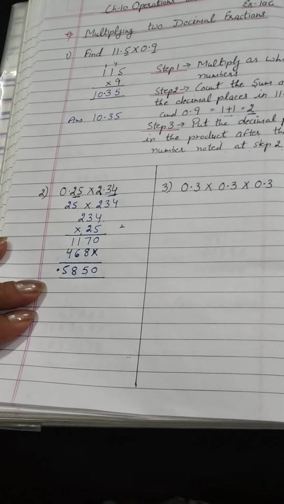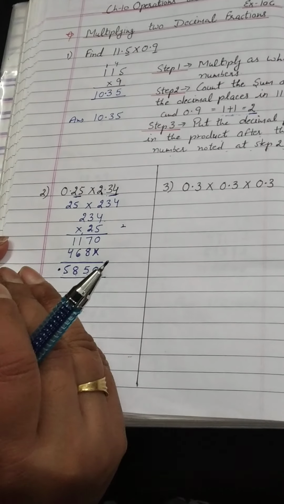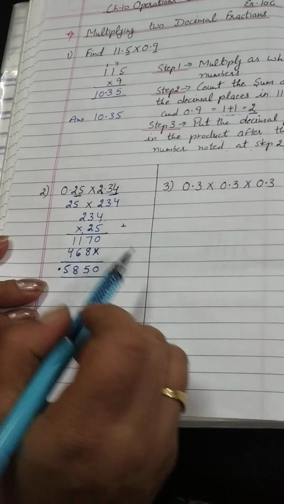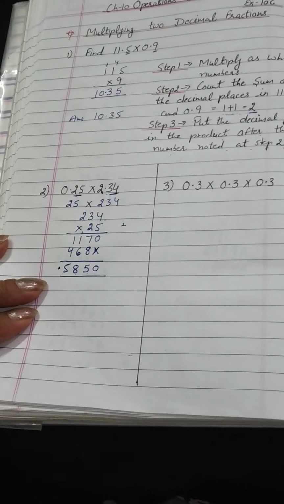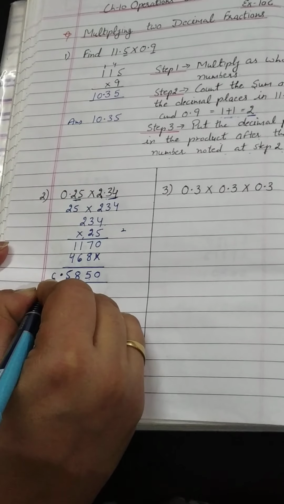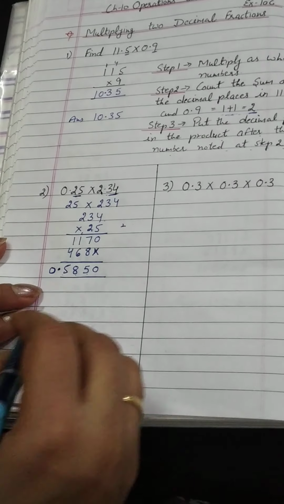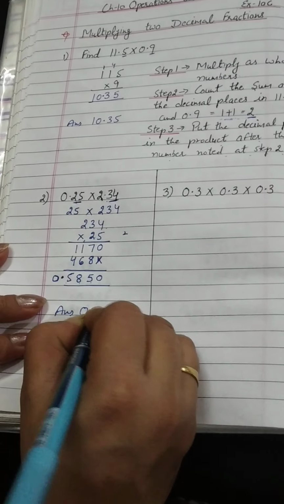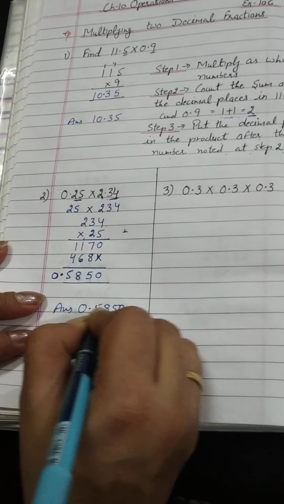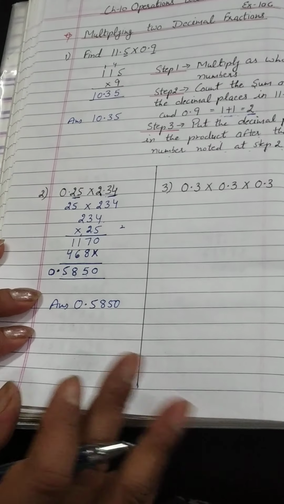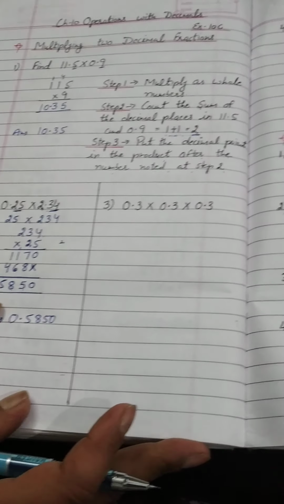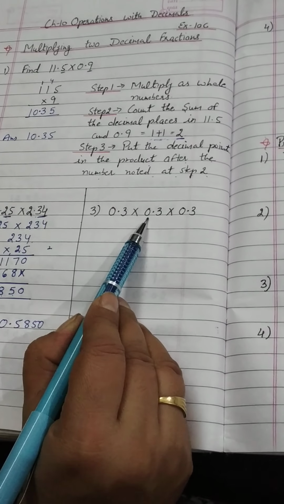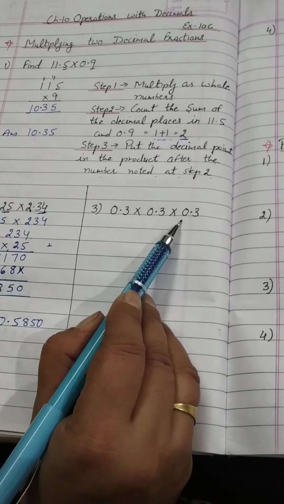The number of decimal places in the product is equal to the sum of the decimal places in the numbers being multiplied. So you can put 0 here. So your answer will be 0.5850. I hope you have cleared. Now see the next question. Here you have been given 0.3 multiplied by 0.3 multiplied by 0.3.